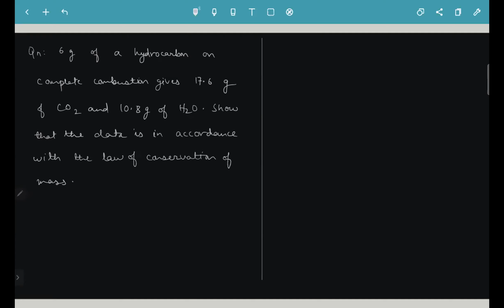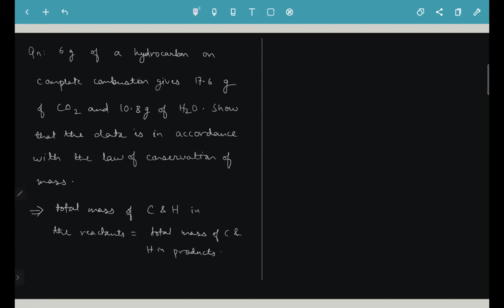Let me solve this question for you. You have to show that the data is in accordance with the law of conservation of mass. You can say that the total mass of carbon and hydrogen in the reactants will be equal to the total mass of carbon and hydrogen in the products.